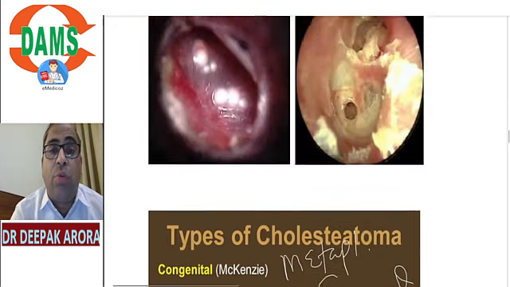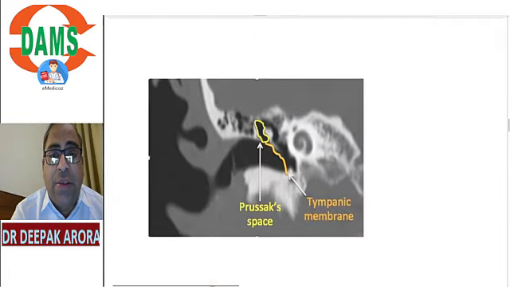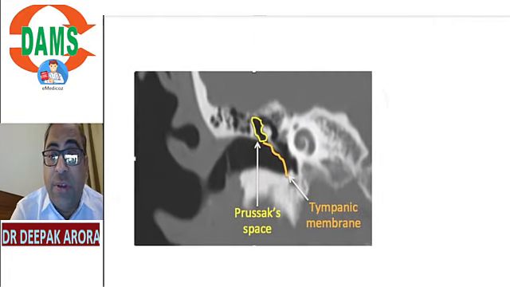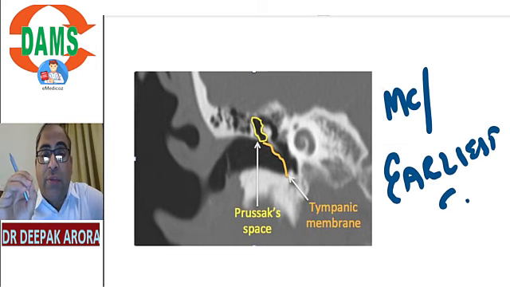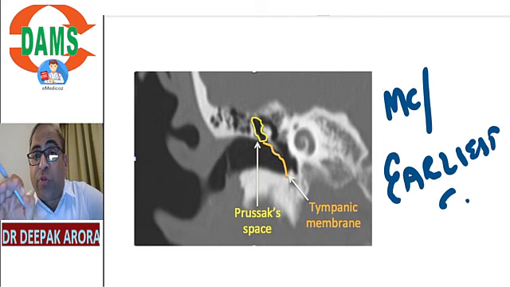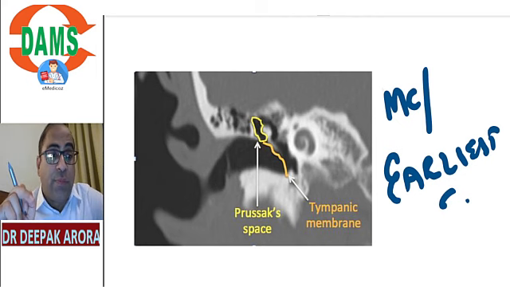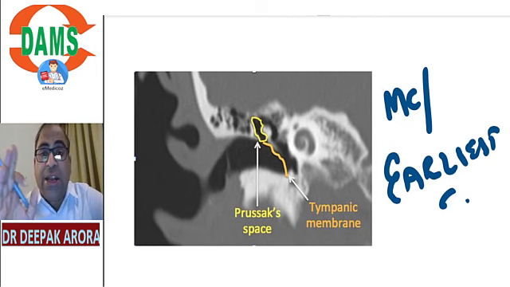Now I'm showing you next two slides. The first slide is for most common site. Anybody who can write in the chat box, most common site and earliest site. Most common and earliest site for cholesteatoma formation is Prussak space. What is Prussak space? Prussak space is space between tympanic membrane.